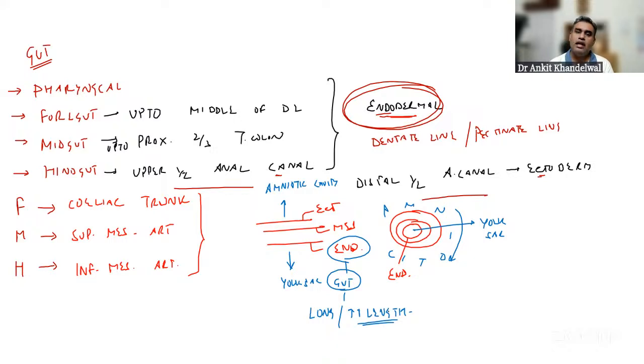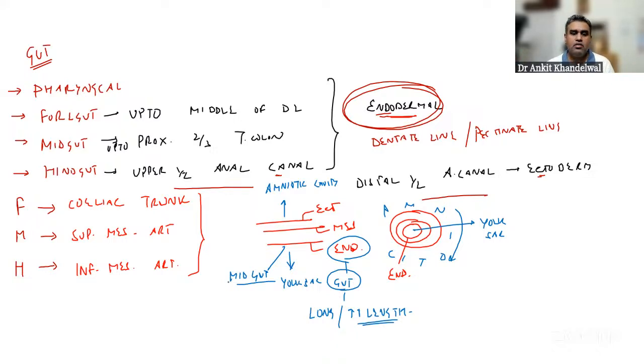During development, the endoderm is lying inside and the gut is undergoing so much development that the middle part of the gut, that is the midgut, has a problem. The body of the developing embryo, or the abdominal cavity of the developing embryo, is not big enough to accommodate the enlarging gut, because the gut is developing at a much higher speed.